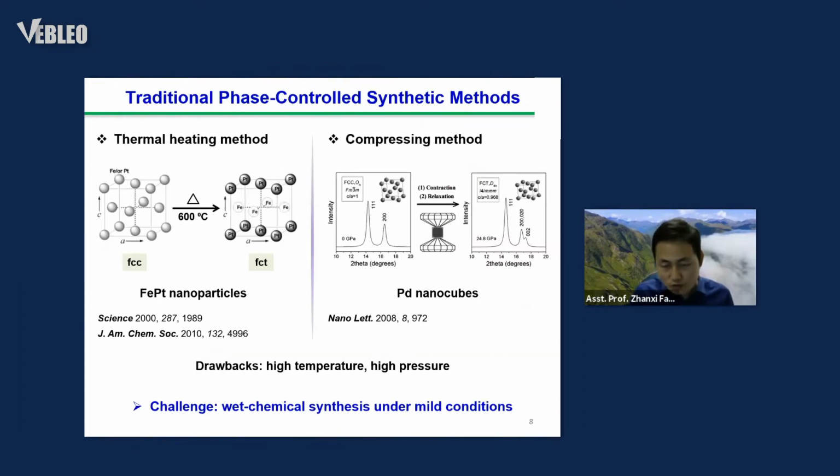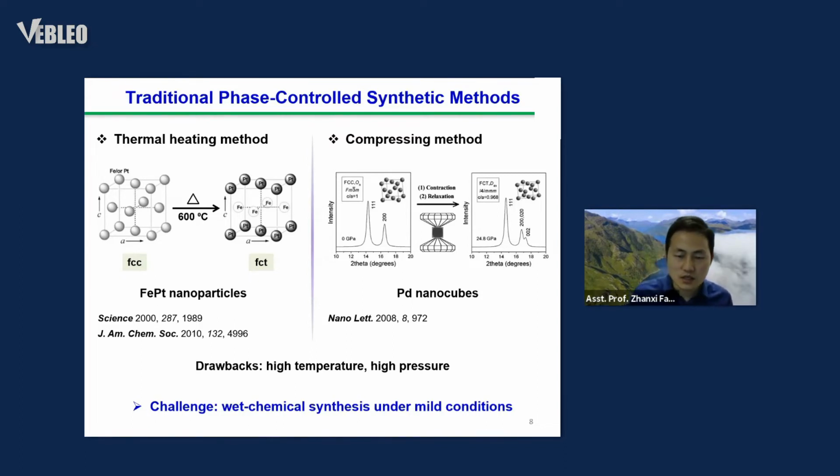So how to realize the crystal phase control of novel metal nanomaterials? Traditionally, there are two pathways. Firstly, you can use a heating method. In this method, the atoms in the crystal lattice will be rearranged at high temperature. And there's another method named the compressing method. In this method, at a high pressure, usually several tens of GPa, the atoms will be forced to be rearranged, and then you get another phase of the materials.